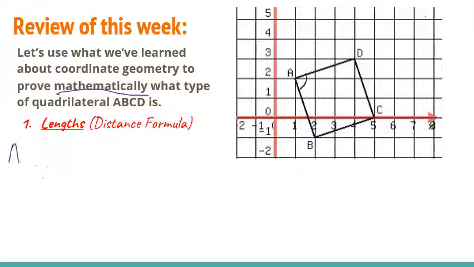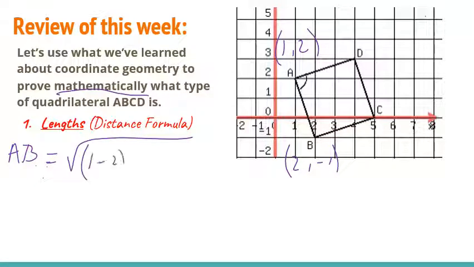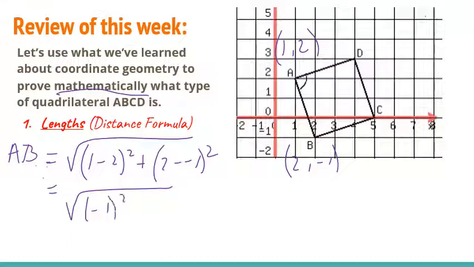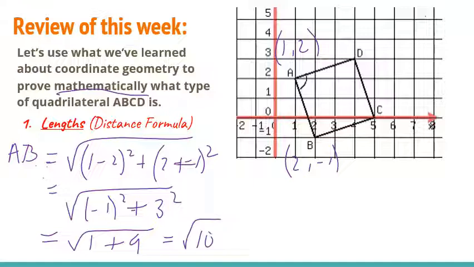So let's do AB. The distance between A and B, I'm noticing that A is at (1, 2) and B is at (2, -1). If I want to find the distance between those points, I could use the distance formula, right? So we can say the square root of (1 minus 2), x2 minus x1, squared, plus (2 minus -1), y2 minus y1, squared. That's going to give us -1 squared plus 3 squared. If we keep simplifying, we're going to have 1 plus 9, so the square root of 10, and that can't simplify anymore, right?